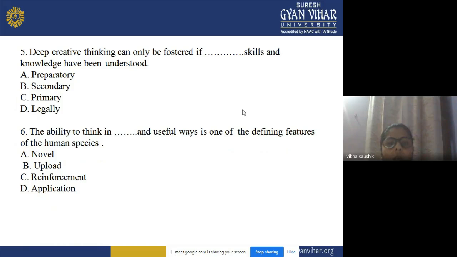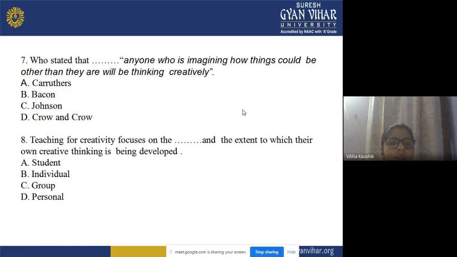Deep creative thinking can only be fostered if dash skills and problems have been understood. A, preparatory; B, secondary; C, primary; or D, legally. The correct answer is preparatory. Sixth one: the ability to think in dash and useful ways is one of the defining features of the human species. A, noble; B, upload; C, reinforcement; D, application. So the correct answer is noble. The ability to think in noble and useful ways is one of the defining features of the human species.